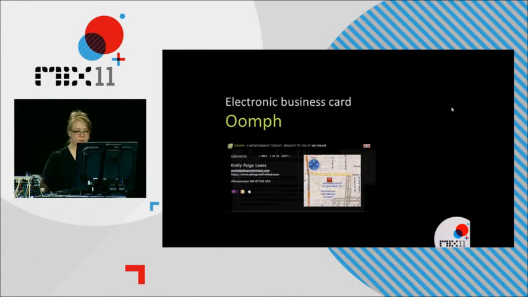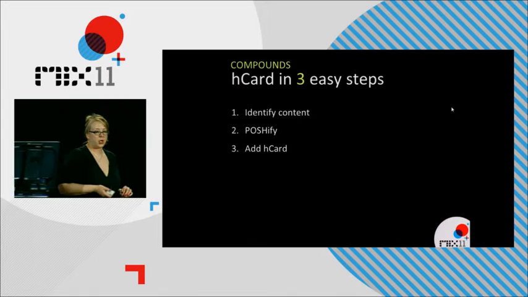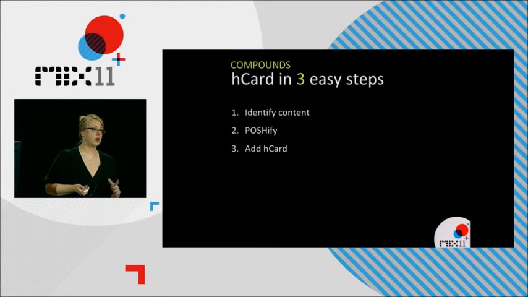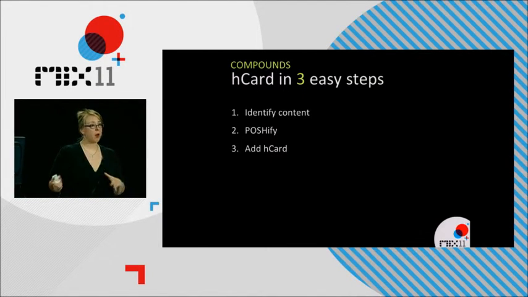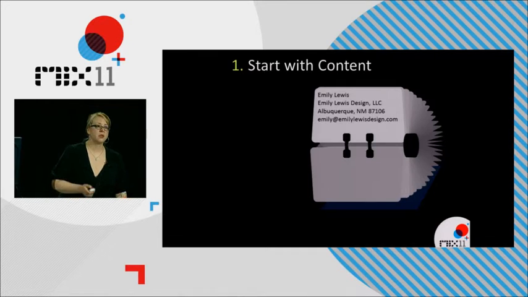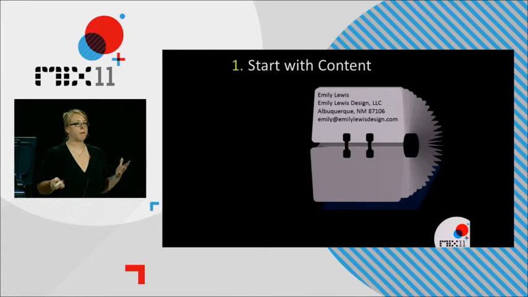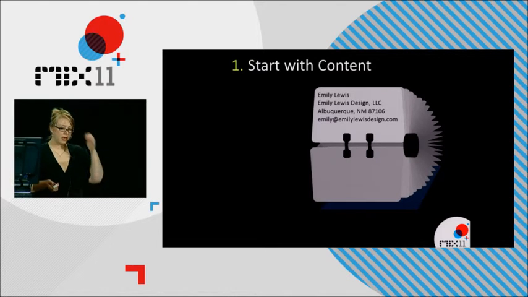All right. So maybe now you want to publish hCard. I always take 3 steps when I start dealing with compound microformats. I make sure I actually have the content for the microformat. Then I mark it up with good semantic markup, and then I add the hCard values. In this case, a simple example of maybe my contact information: my name, my company name, city, state, zip code, and my email address.